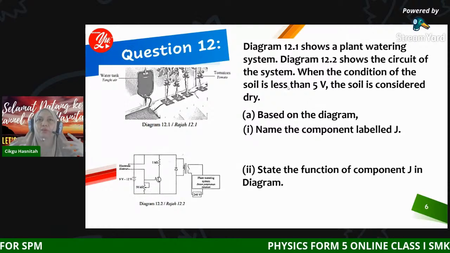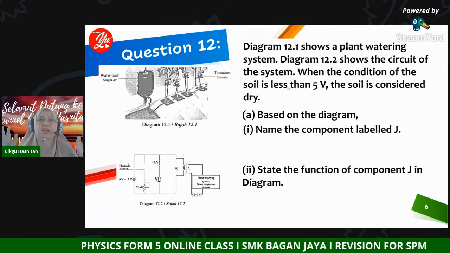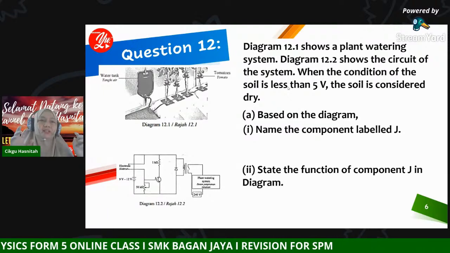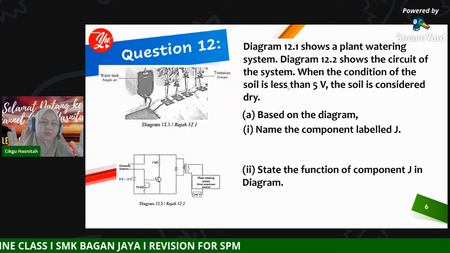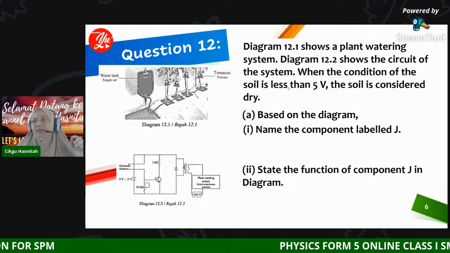For example, if you are away for a longer period, you went for a vacation, your plant will continue to be supplied with water so it won't die. So dia takkan mati.